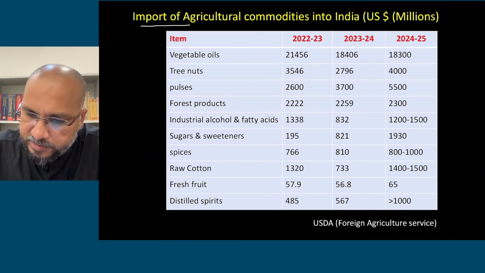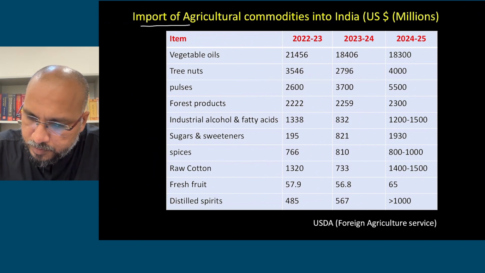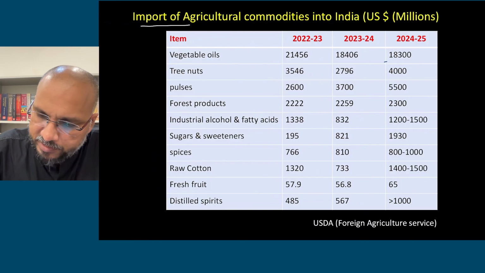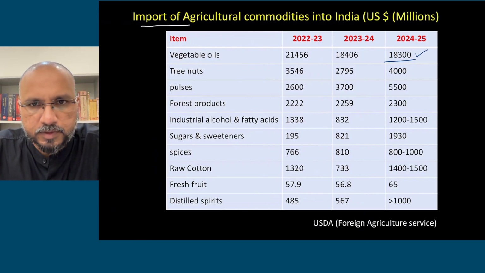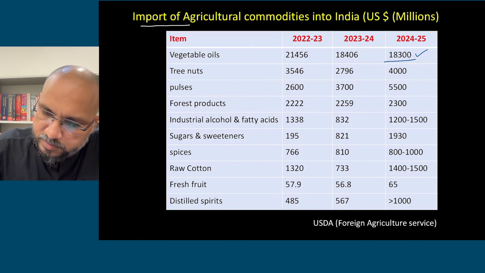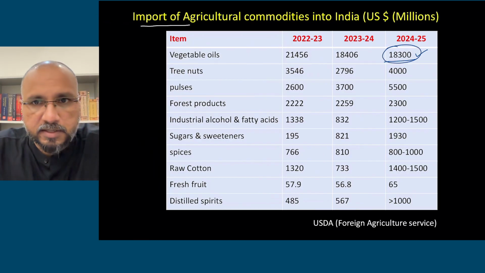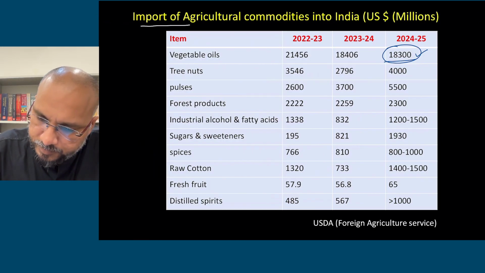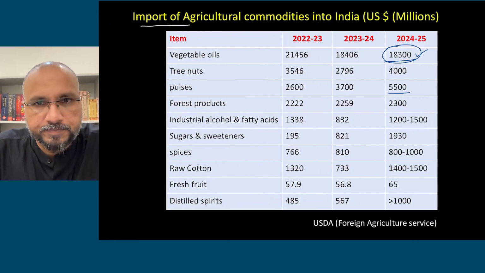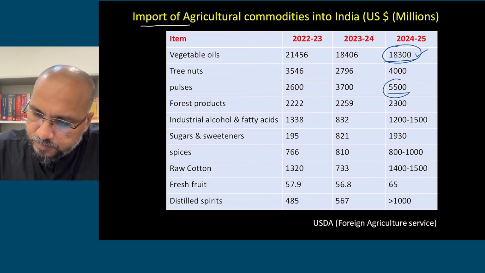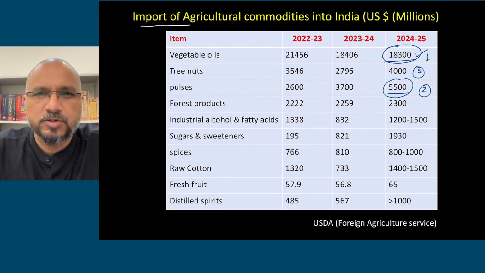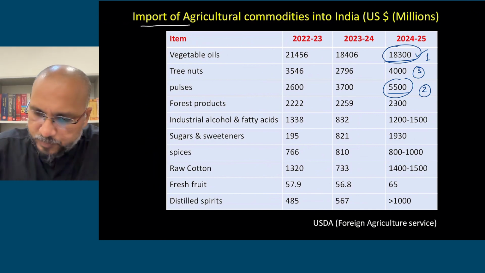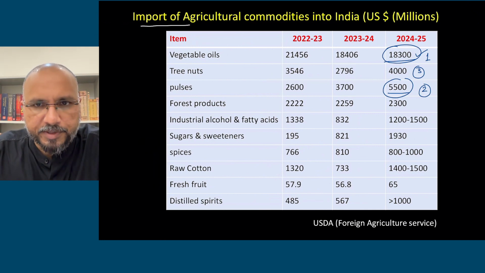Okay, then import. What are the commodities that we import? Import of agricultural commodities in terms of value. Vegetable oils. The trend continues. Vegetable oils is the first one. In terms of value, we import a lot of vegetable oils. Second is pulses. Third is tree nuts, your almonds and all that. So top 3 at least you should remember.